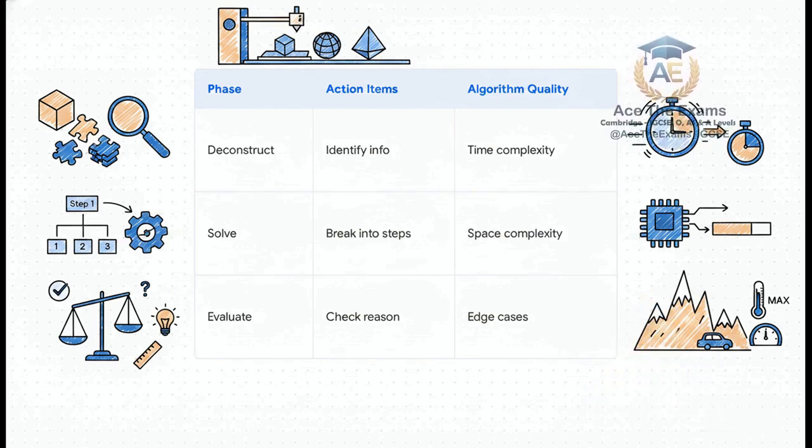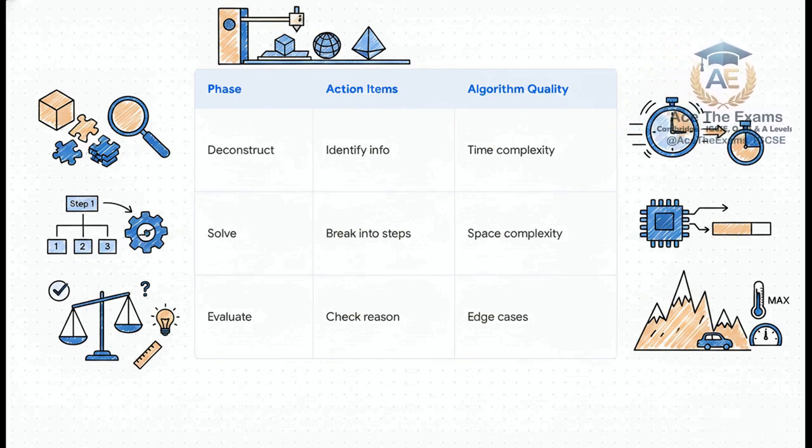We also have to consider space complexity. Does the printer's onboard memory actually have enough capacity to store the entire G-code file, or does it need to be streamed bit by bit? And finally, edge cases. What happens when the printer operates at its absolute maximum parameters? You must integrate these algorithm checks right into your evaluate phase.